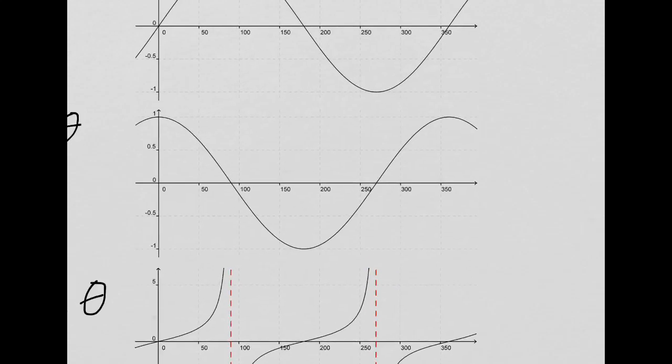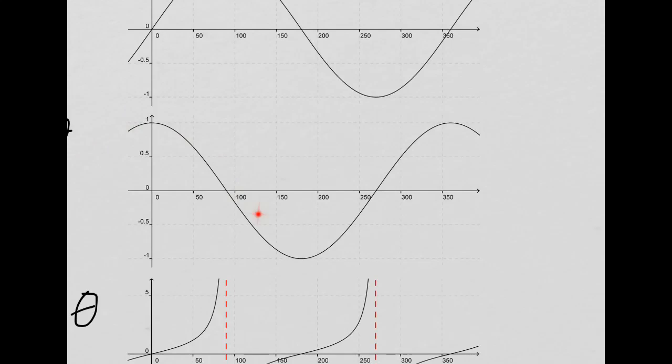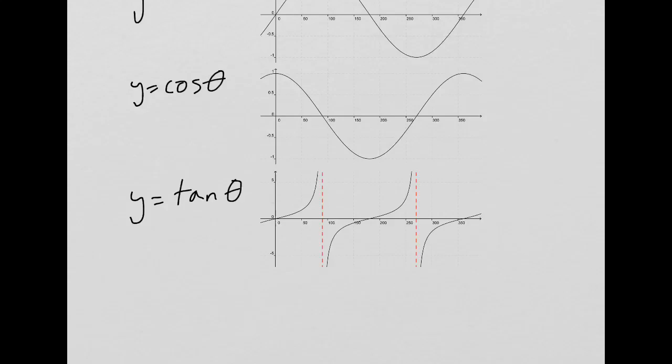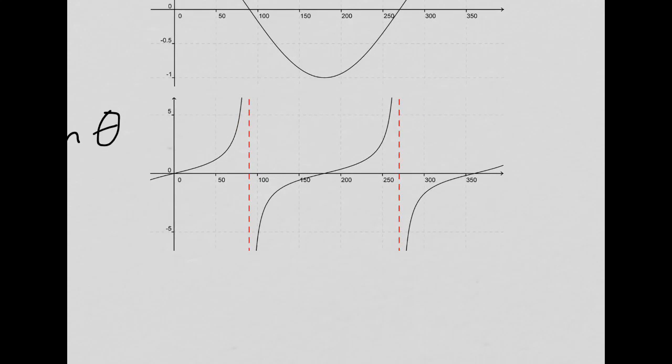Cosine is completely symmetrical about the y-axis. Again, maximum 1, minimum -1. But we cross at 90, the minimum is at 180, cross at 270, and then have a maximum again at 360. Tan is the one that's a little bit different, a little bit hard to remember.